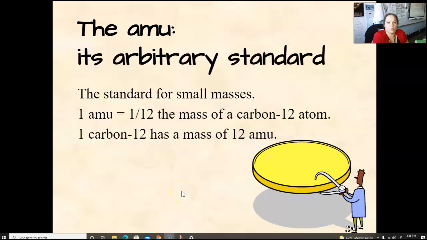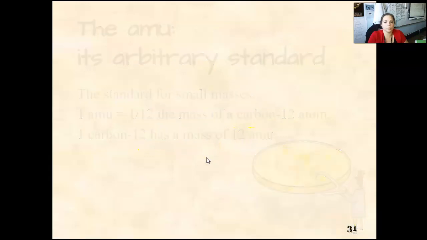All right, so we already went over what an AMU is. It is the atomic mass unit, and it's an arbitrary standard. The standard's for all small masses. So 1 AMU is 1/12 the mass of a carbon atom, which has 12 nucleons. One carbon, or carbon-12, has the mass of 12 AMU.